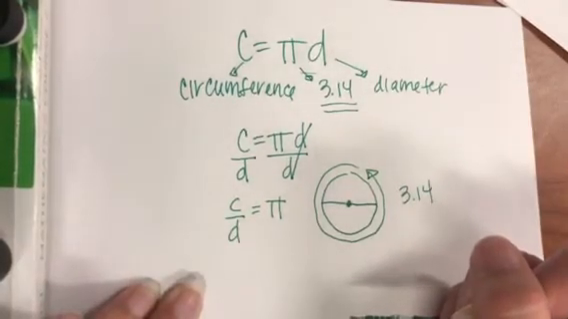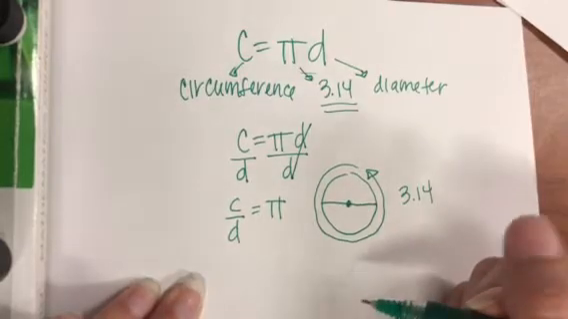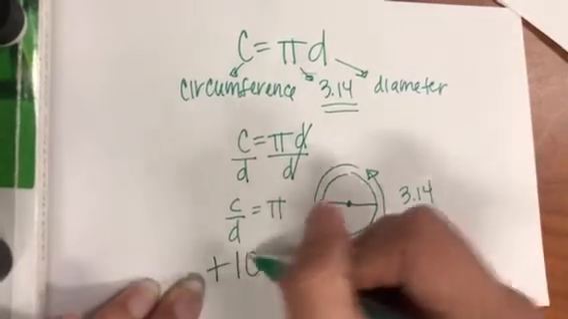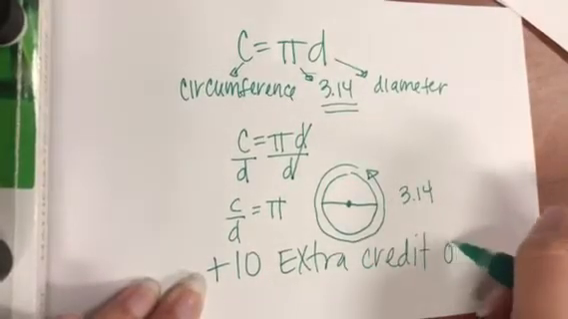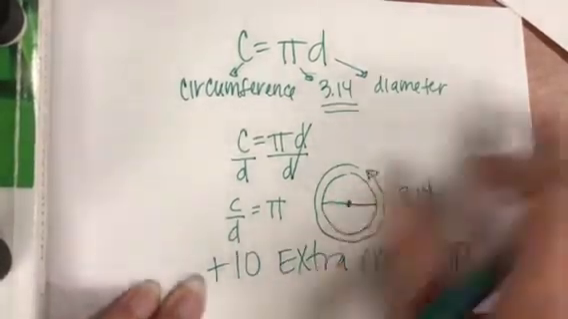What is it? Plus 5? Plus 10? I'd say plus 10. Ooh, plus 10? Plus 10 points on your next test. Extra credit opportunity. Ooh, take advantage. All right, take advantage. Here we go.